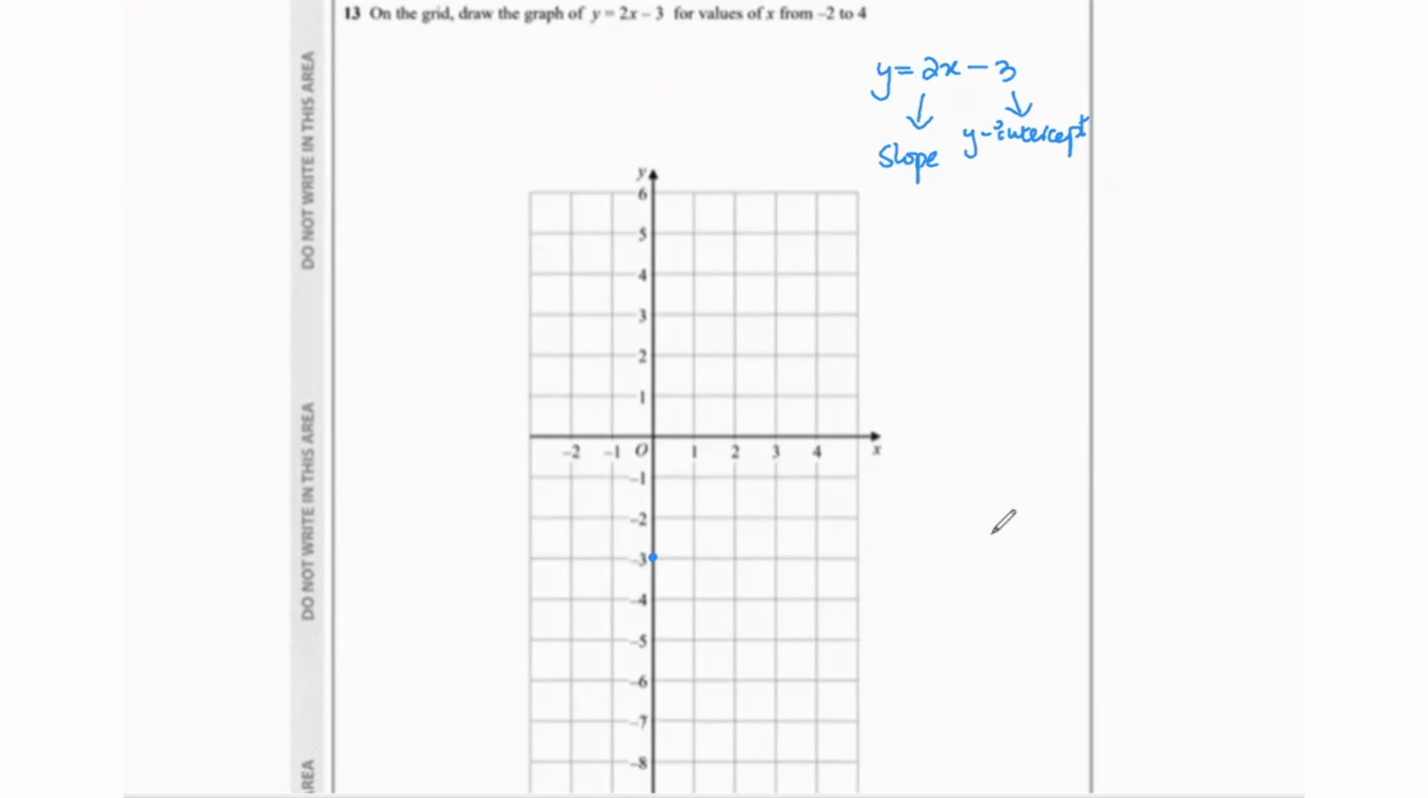Now, to draw the line, we need the x-intercept as well. So at y equals 0, we will find the x-intercept. So 0 equals 2x minus 3. Move the 3 to the other side, so it's going to be positive 3 equals 2x. Then we divide 3 by 2. So 3 over 2 is basically 1.5. So that means it's going to be between 1 and 2. So we have our 2 points, the x-intercept and the y-intercept. We can connect the 2 points.